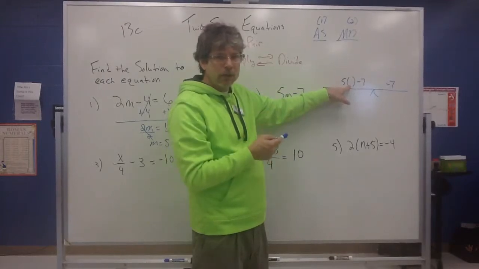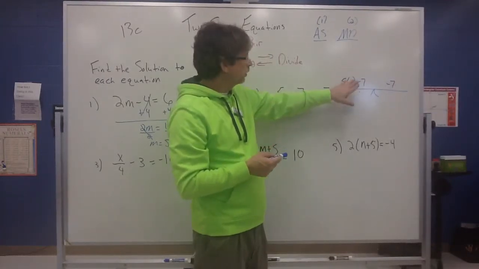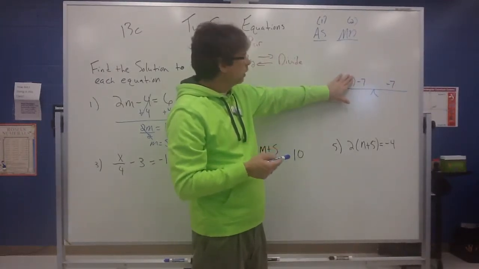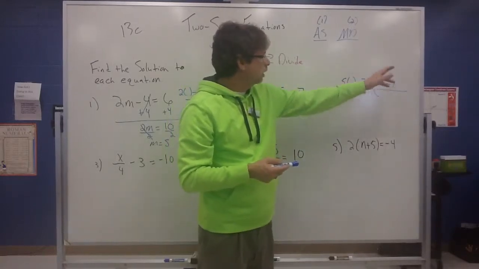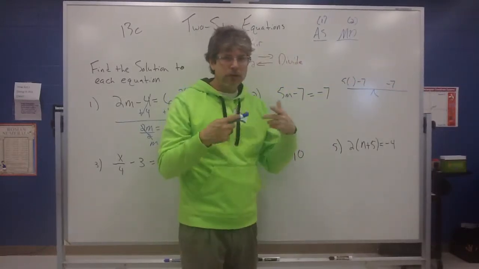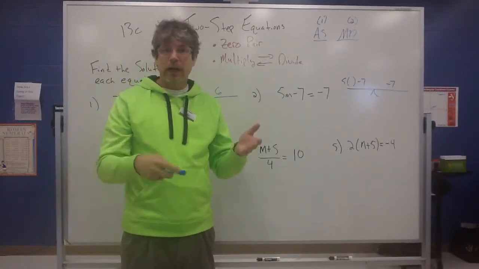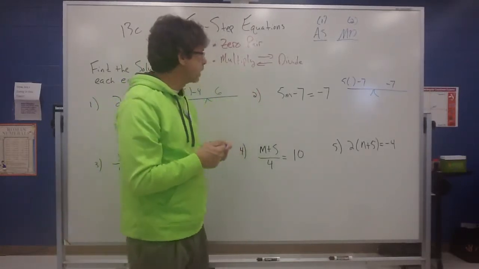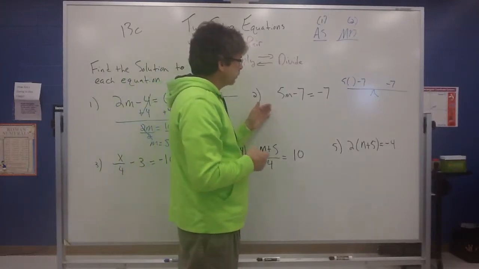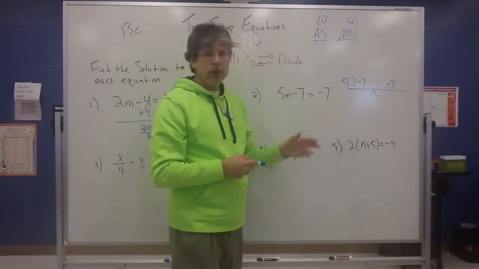Well, if you pick 0, 5 times 0 is going to zero out. It's going to turn to 0. And 0 minus 7 is going to be a negative 7. So 0 would be the solution to this problem. So don't forget, 0 is a number. It can be a solution. Okay. So I can just write down m equals 0, and I can move on to the next question.